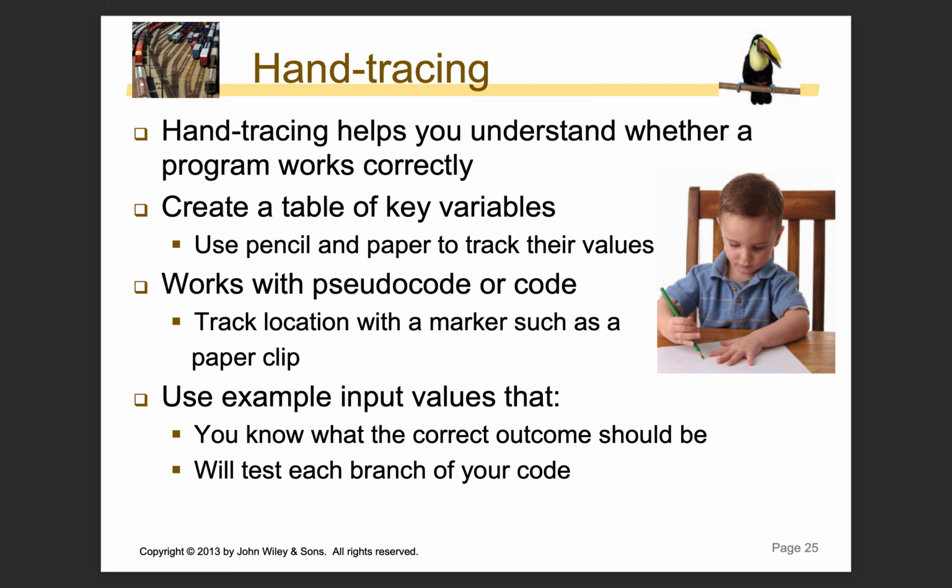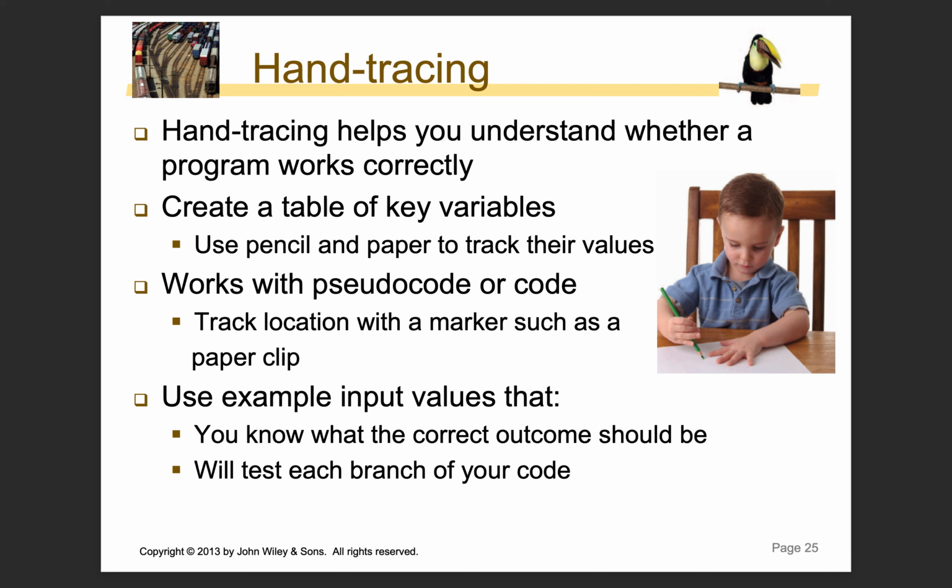Okay. This kind of comes into a nice area of hand tracing. There are lots and lots of ways of doing things like hand tracing, which will help you understand if your program is working correctly. There's also something called the rubber duck method, where you explain your code to a rubber duck. But essentially, you're creating a table of key variables, and you use a pencil and some paper to track their values. This works really, really well with handwritten or short-form pseudocode, as well as larger programs that are written more formally in a programming language.